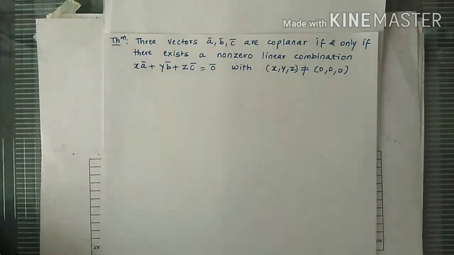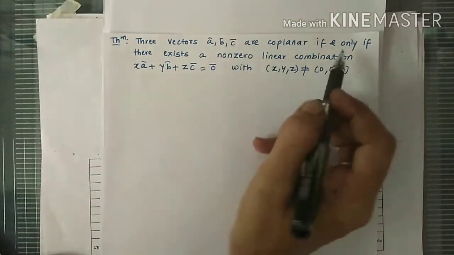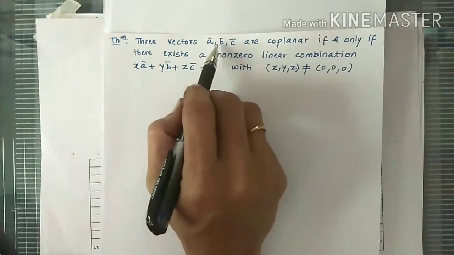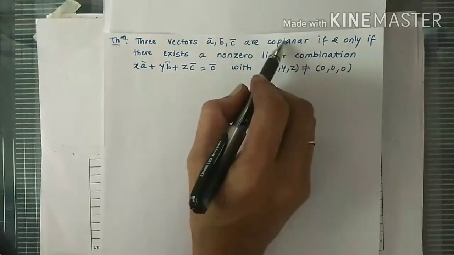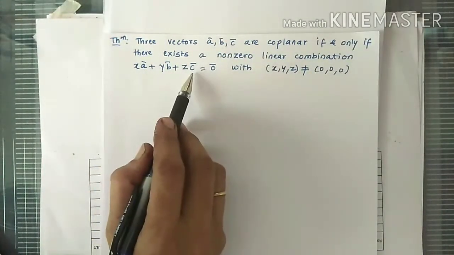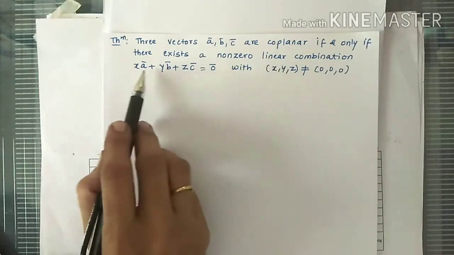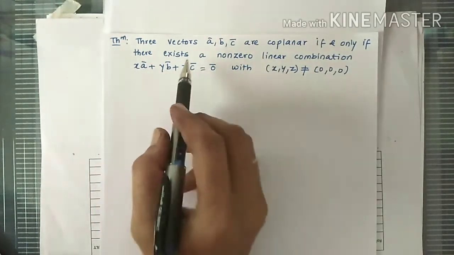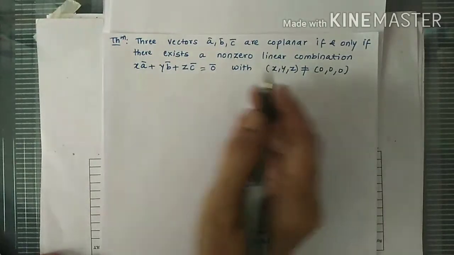Okay, so what the theorem says is that again we have an if and only if. So we have to prove that if a bar, b bar, c bar are coplanar, then we have such a linear combination, and conversely, if we have such a linear combination, then those three vectors are coplanar.